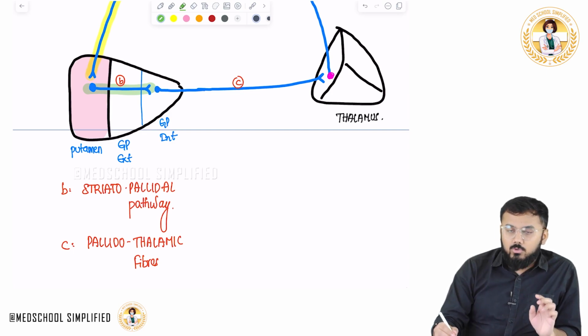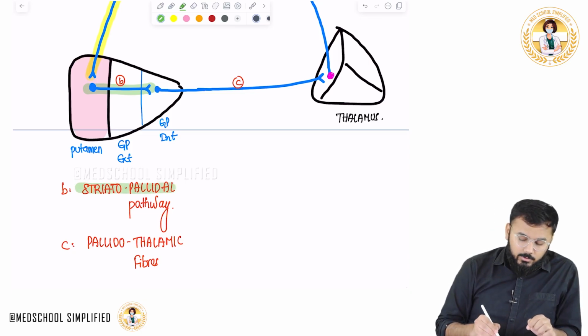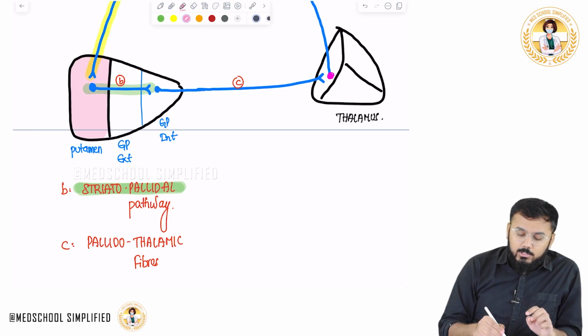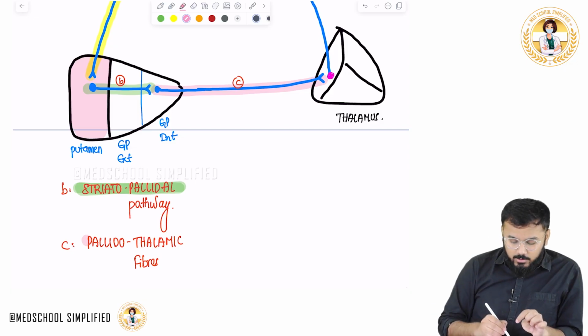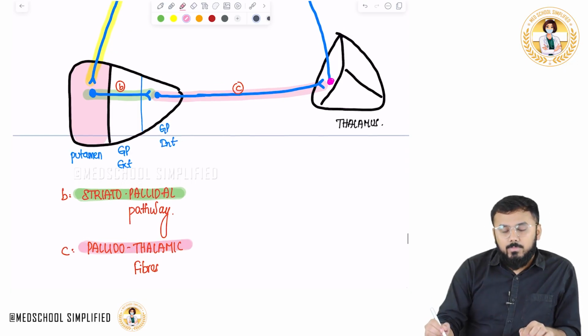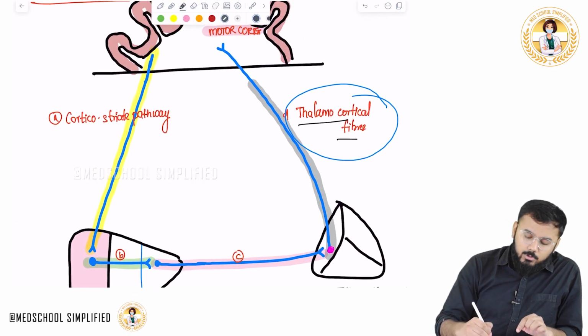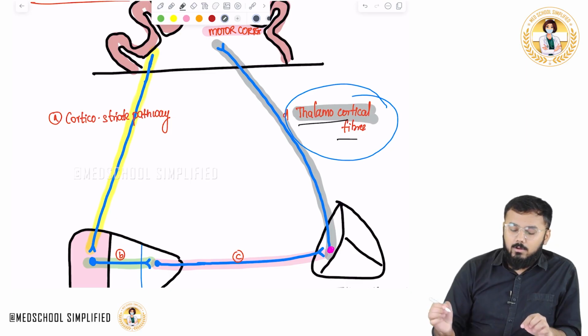This putamen over here is called the striatum. Striatum to where? Pallidus. Which pallidus, externus or internus? Globus pallidus internus. So this is the striatopallidal pathway. The next important thing is that from globus pallidus internus all the way to the thalamus is called the pallidothalamic pathway. And the final important thing is that from the thalamus back up to the cortex are the thalamocortical fibers, because from the thalamus it is going to the cortex.